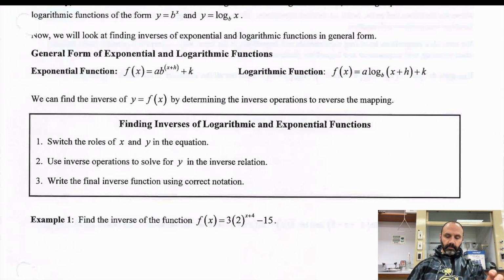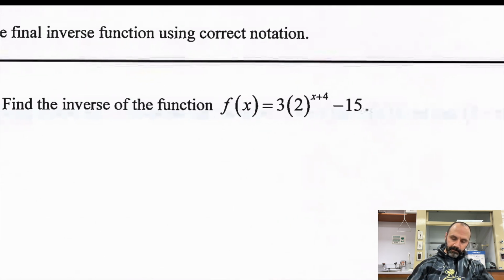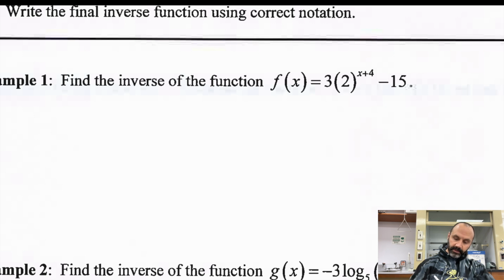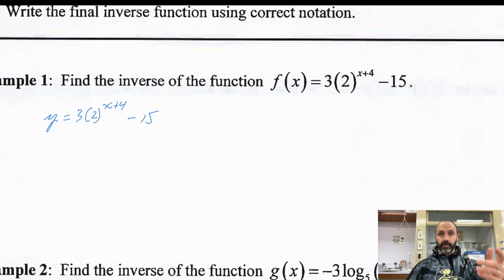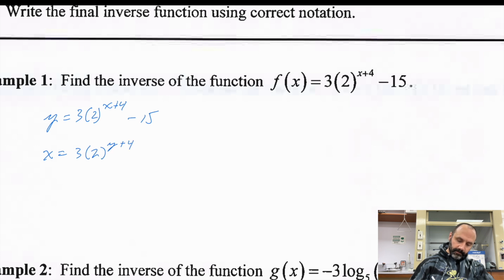And so what we do in order to solve is we switch the x and the y, and then we just solve for y the way we would otherwise. And so here it says find the inverse of this function. Okay, so I'm just going to rewrite this as y equals 3 times 2 to the x plus 4 minus 15. And so what do I do? I switch the x and the y. So I write x equals 3 times 2 to the y plus 4 minus 15.